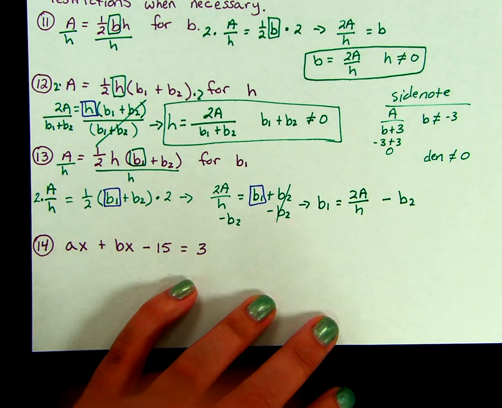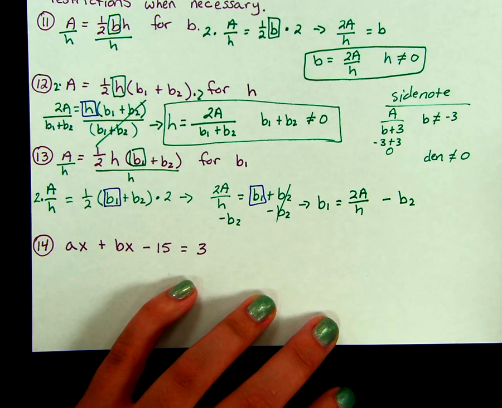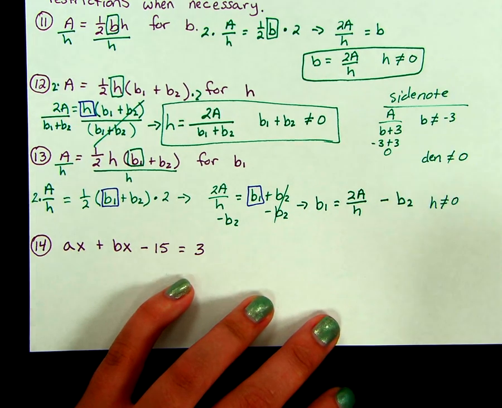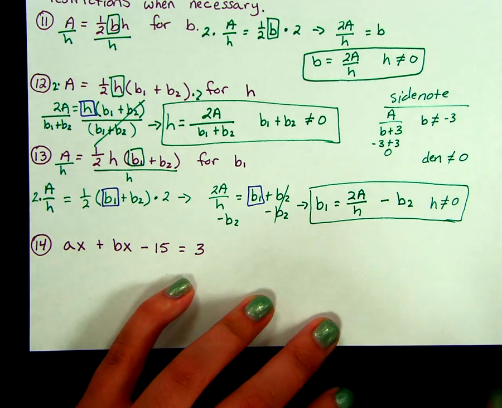And then our restriction, we have h in our denominator. So if I substitute 0 in for h, we can't divide by that. So that means that h cannot be 0. So all of this is our final answer.